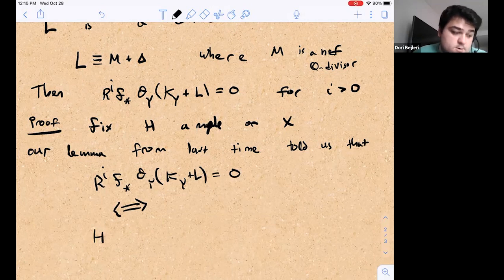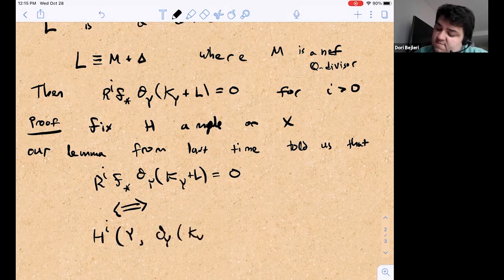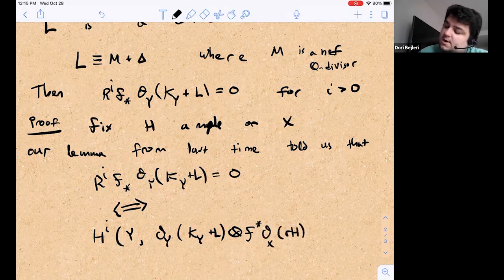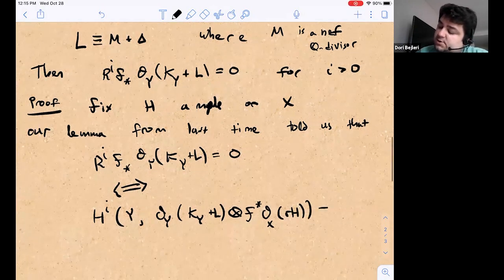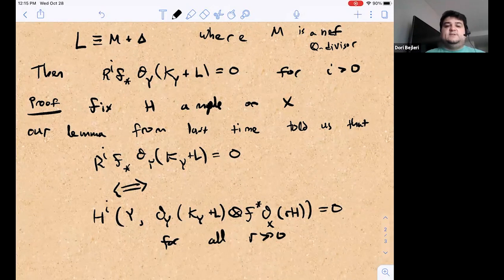H^i on Y of whatever our bundle is, tensor the pullback of rH is 0 for all r very large, or for all H ample enough.